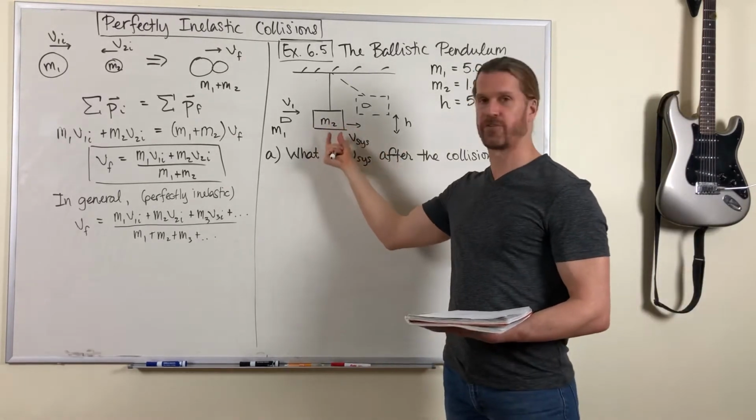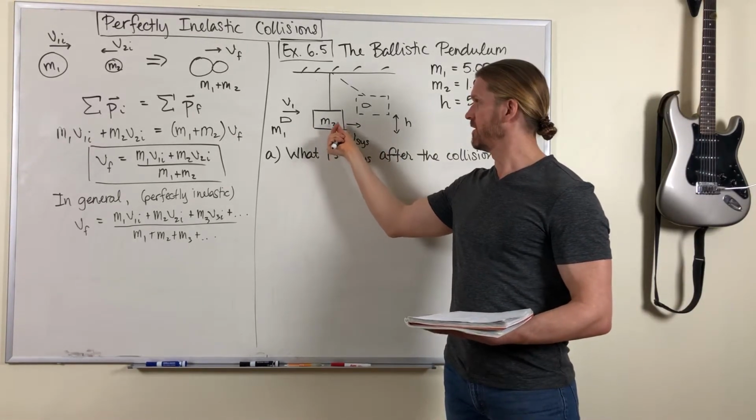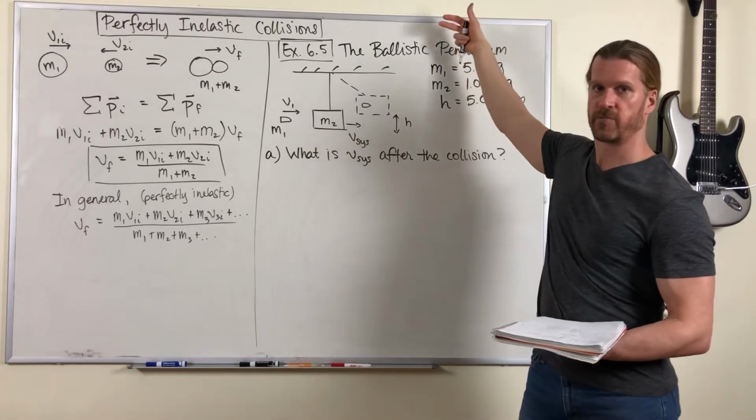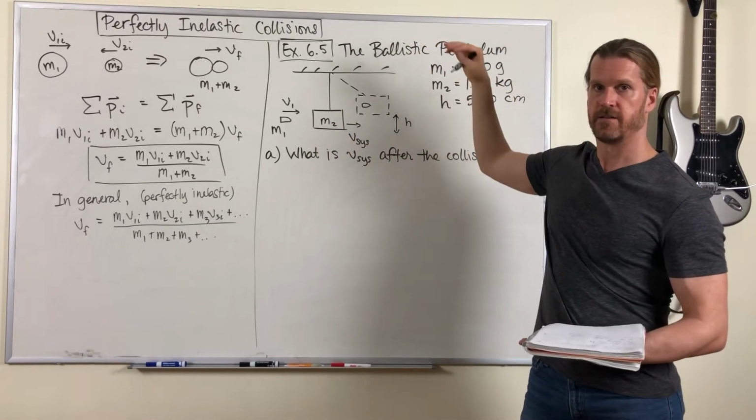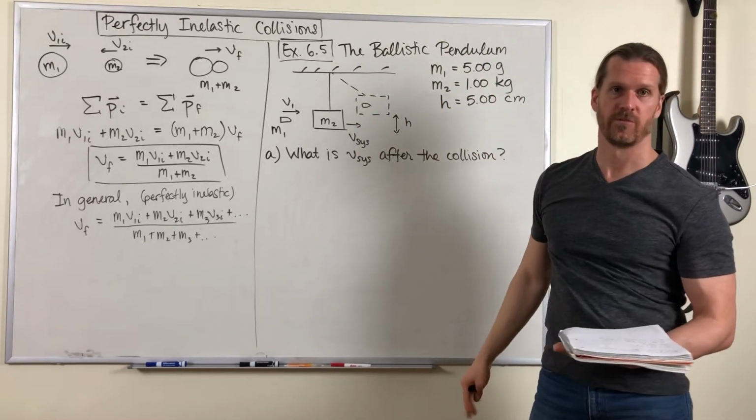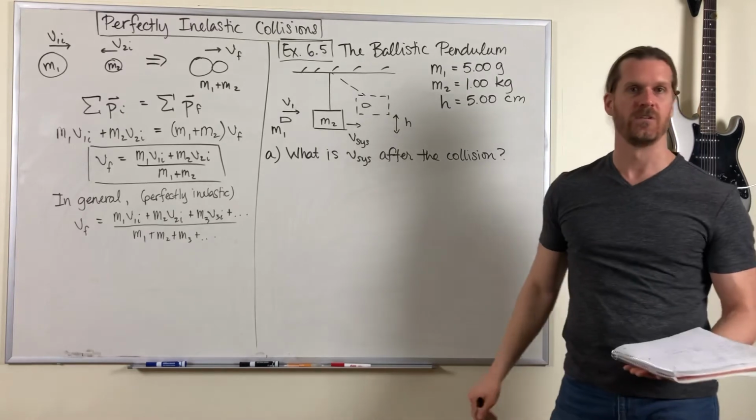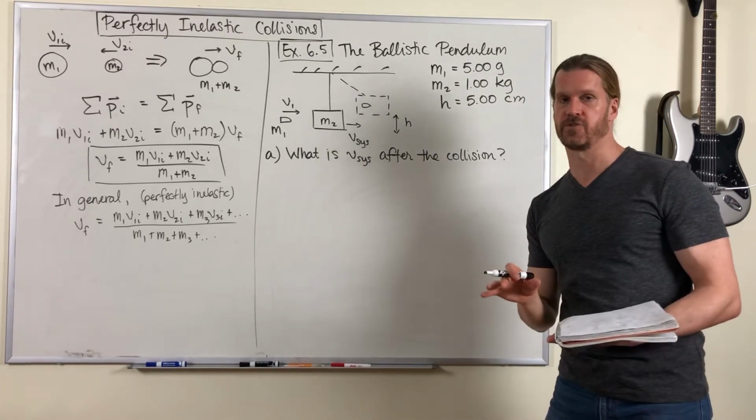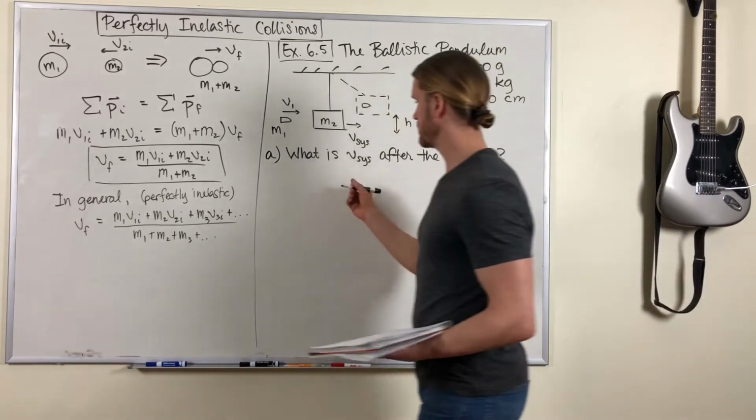So right after this collision occurs, the block with the bullet embedded starts moving and swings up to some height, and energy is conserved during that portion of the motion. There's no collisions happening, there's no heat or sound being generated. It's fine to use conservation of energy for that part of the motion. So let's do that.